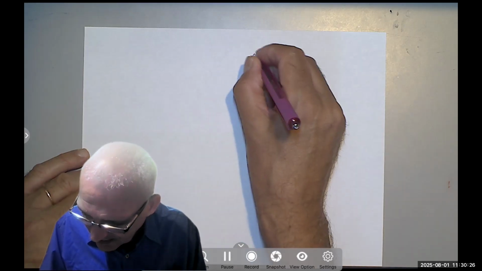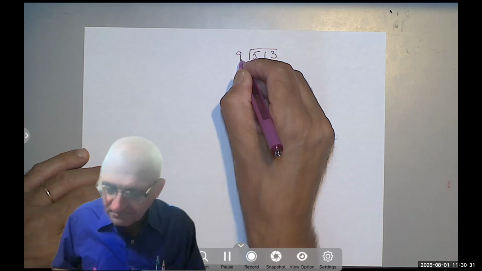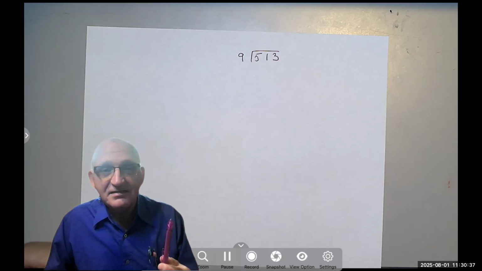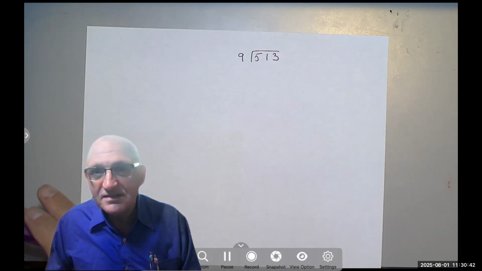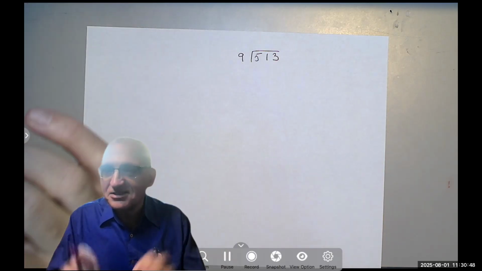So let me write down a three-digit number whose digits add up to 9. I usually use my daughter's birthday, which is April 23rd, because 4 plus 2 plus 3 is 9, but let's pick something else. Let's say I have 513, and I want to divide that by 9. Of course, that's easy, but the method I stumbled upon uses only addition. No subtraction, no multiplication, no division, just addition.